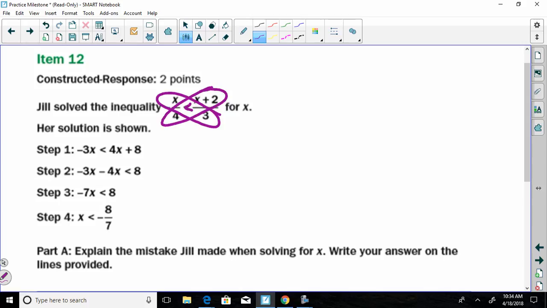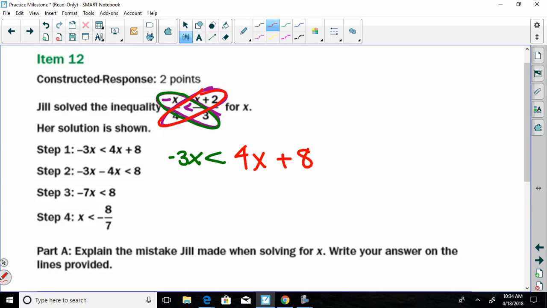When it says explain the mistake or justify, you need to make sure to explain it in writing. Where did she write this? Right here, she did flip this sign. And so what are certain words that we want to mention in here? Mistake. Inequality. Her mistake is, what are other words?